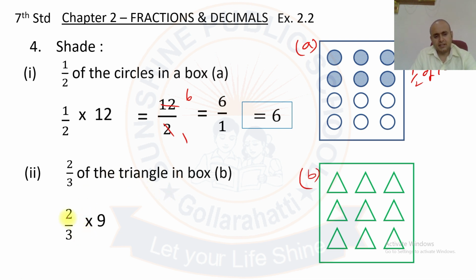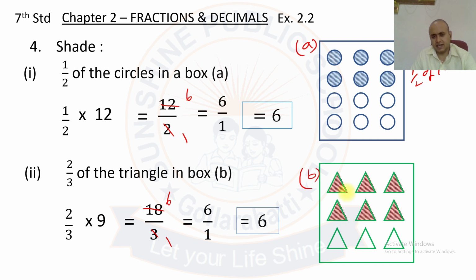If I multiply by 9, 2 nines are 18 and the denominator is 3 as it is. So I can divide both numbers by the same number, that is 3. 3 ones are 3, 3 6s are 18. So the answer is 6 by 1, which is equal to 6. So I should shade 6 triangles in box B. Therefore I'll shade 6 triangles in box B.